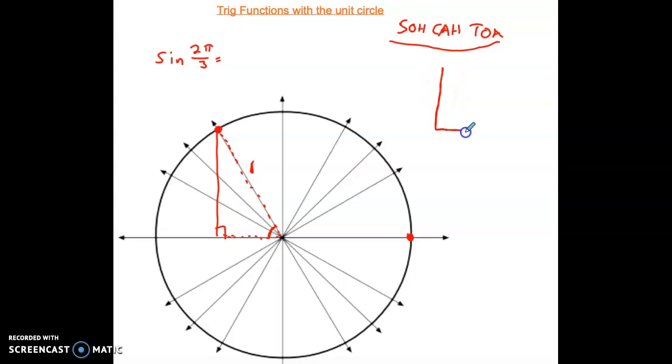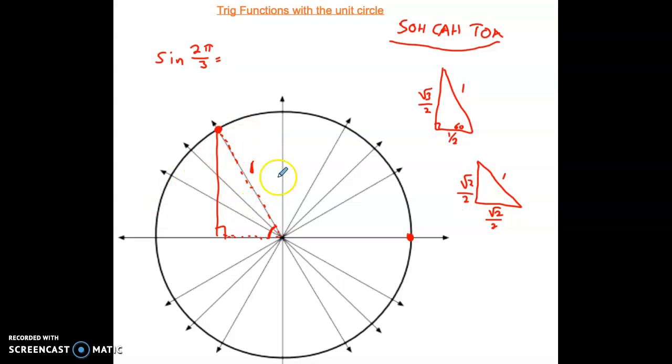So let me give them to you real quick. In a 30, 60, 90, there's our 90, there's our 60. If the hypotenuse is 1, the shorter leg is going to be a half. The longer leg is going to be root 3 over 2. In a 45, 45, 90 triangle, the hypotenuse is 1. Each leg is root 2 over 2.